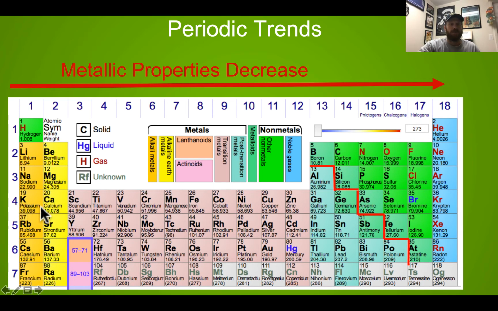Potassium is more metallic than iron. Iron is more metallic than bromine. Down a family or group, the metallic properties increase. Barium is more metallic than magnesium. Just what does it mean to be metallic?